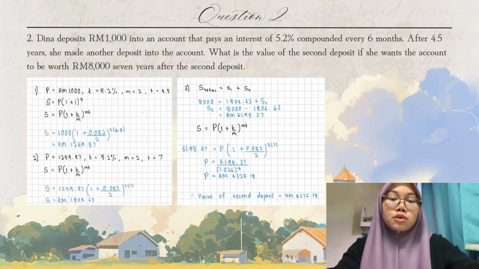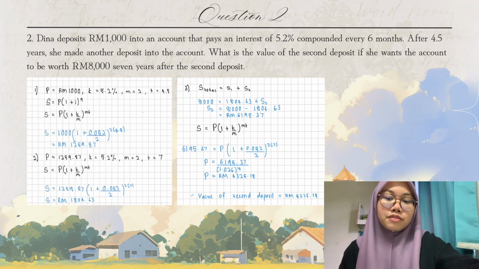We use the formula S equal to P bracket 1 plus i bracket to the power of n. The calculation is S equal to 1,000 bracket 1 plus 0.052 divided by 2 bracket to the power of 2 times 4.5. Then we will get 1,259 ringgit and 87 cents. The second step is we want to find the future value for the current amount in the account for 7 years. 1,259 ringgit and 87 cents will be our P. The calculation is S equal to 1,259.87 bracket 1 plus 0.052 divided by 2 bracket 2 times 7. Then we will get 1,804 ringgit and 63 cents.